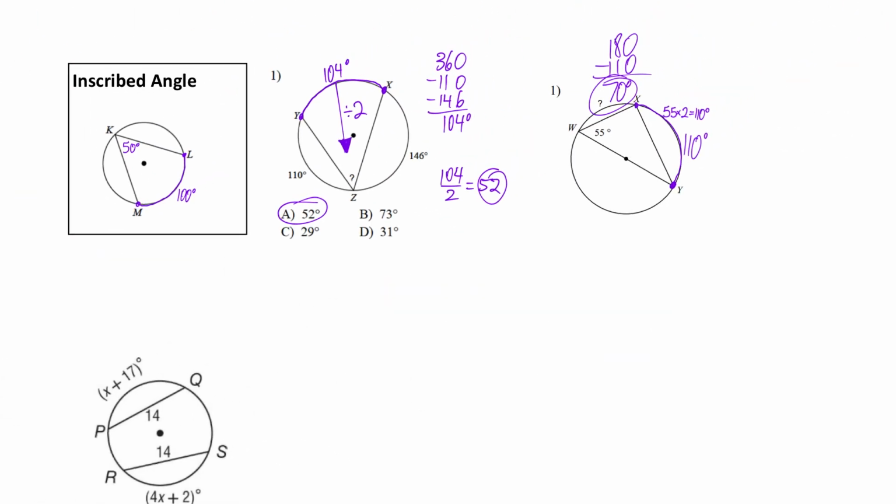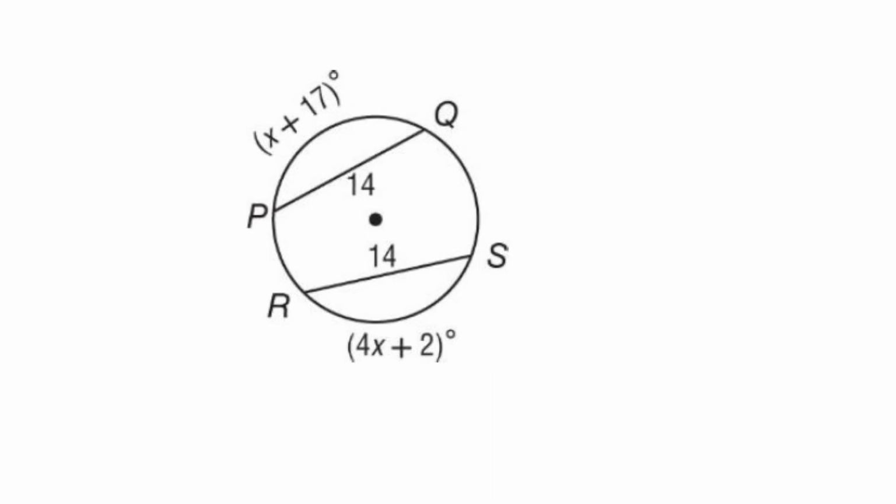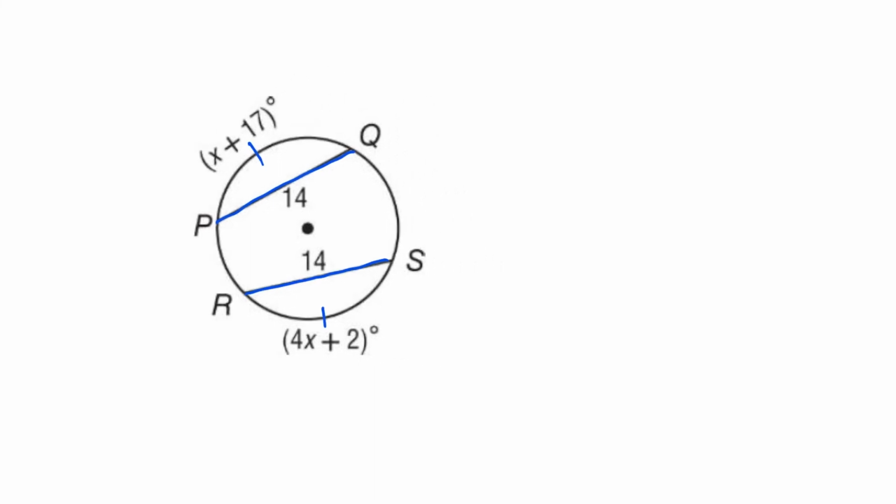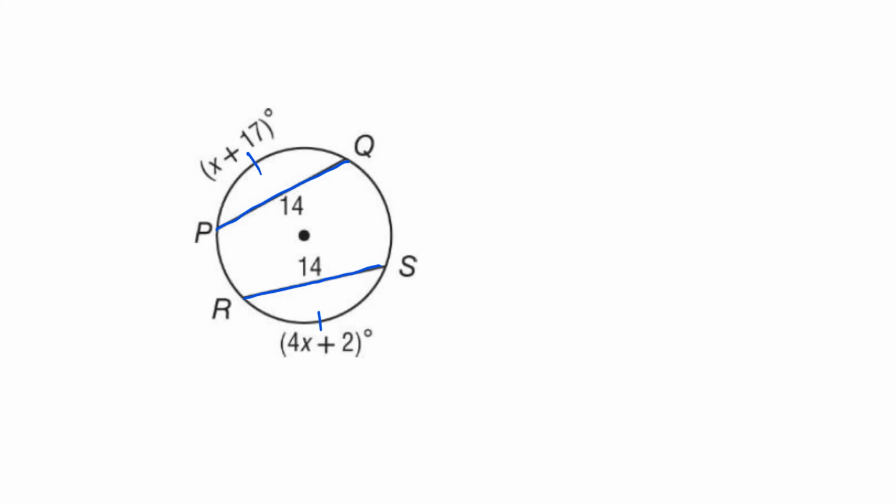Okay, then on the last one here. Since this chord and this chord are congruent, I know that this arc and this arc are congruent. So I'm just going to set those two equal to find the value of x. So we're going to put x plus 17 equals 4x plus 2. Okay, and we're going to solve for x here.